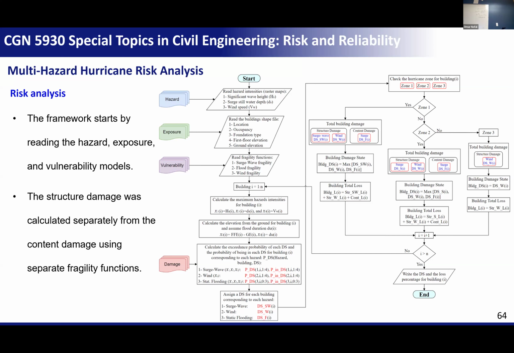Yeah, I can read all of this information, then calculate the hazard intensities and use the surge wave fragility, flood and wind fragility. For building one, we run all these functions to get the exceedance probability of each damage state. Then after I'm done, I go again to building number 2 and run the same loop, then building 3, building 4, until I finish all buildings.